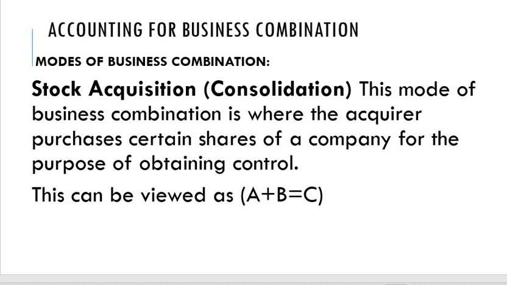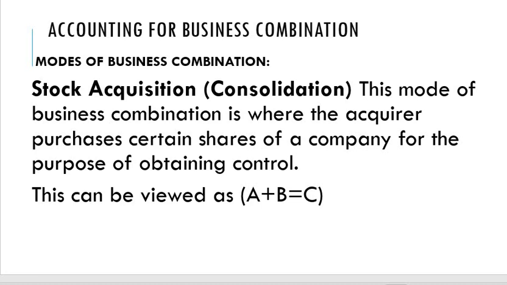In a stock acquisition, if the merger is an acquisition of net assets, this mode of business combination is where the acquirer purchases certain shares, enough shares of a company for the purpose of obtaining control. So the acquirer buys shares of the acquiree for the purpose of obtaining control. This can be viewed as A plus B is equal to C.